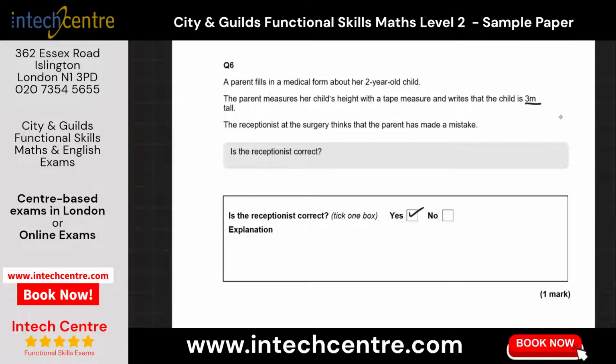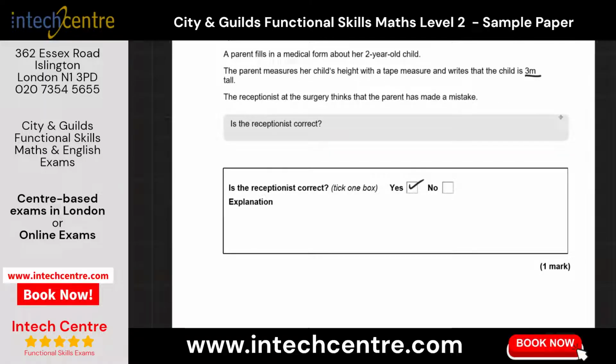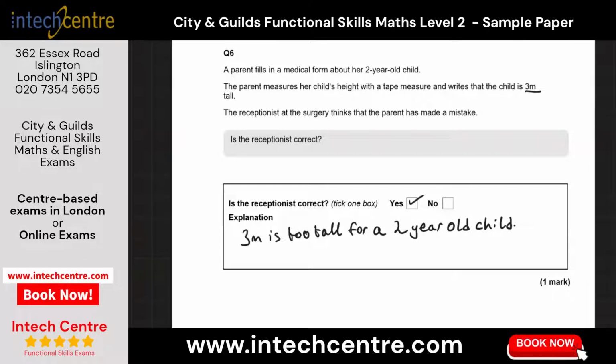So the answer is yes, and an explanation you can give is that a child who is 3 meters tall would be a giant that reached the ceiling, or maybe they misread the number. So that's the reason why. So I can just say 3 meters is too tall for a 2-year-old child. And that would be a perfectly reasonable explanation. The idea is to explain why 3 meters is not reasonable, and it's too tall. So that would be our answer for this question.